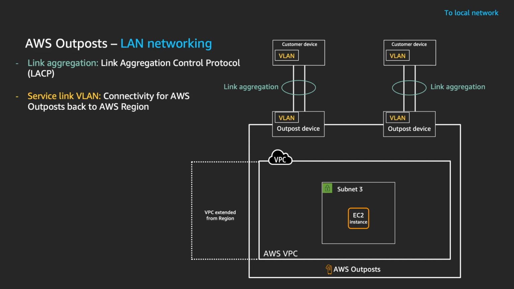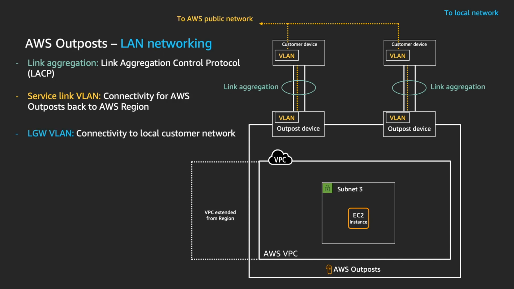So we'll actually ask for two VLANs for the service link connectivity. In this case, it's one per device. And that VLAN will be what the Outpost uses to connect back to the region. And we'll talk more about that in depth when we talk about the WAN connectivity. Then we'll also configure the LGW VLANs, so another set of VLANs on each device, which will also be trunked over the logical or LACP connections.